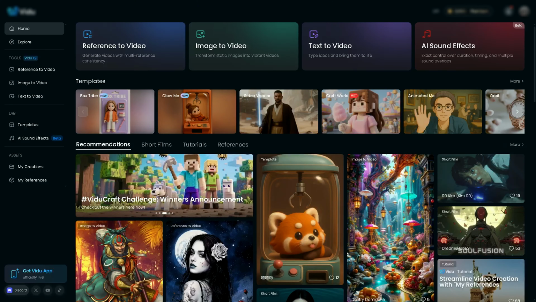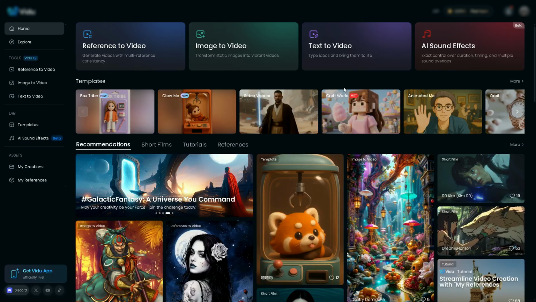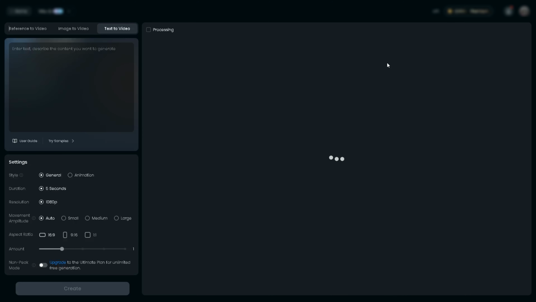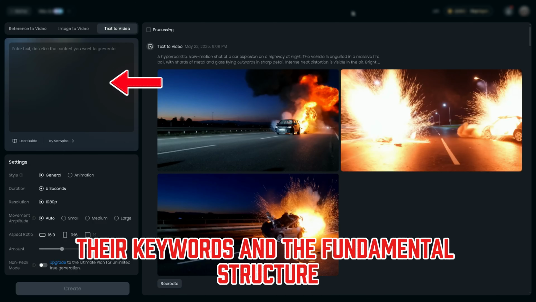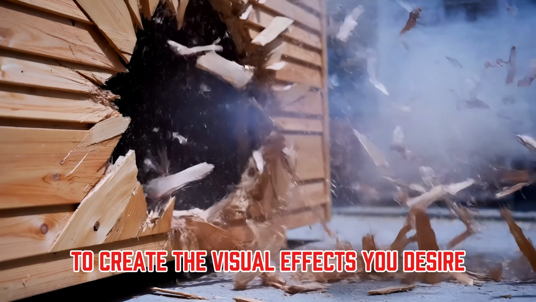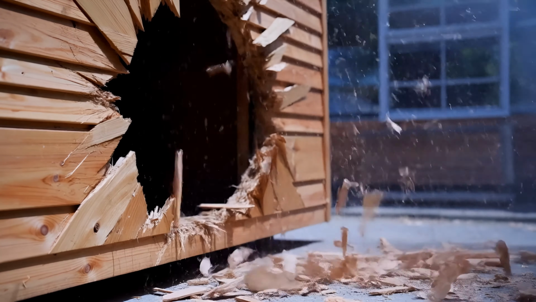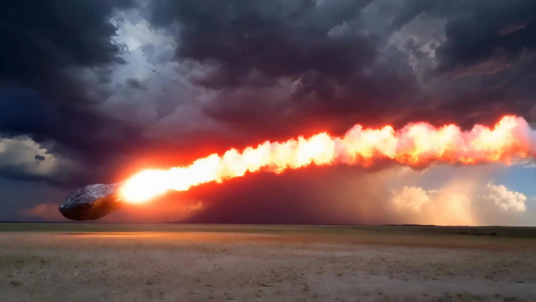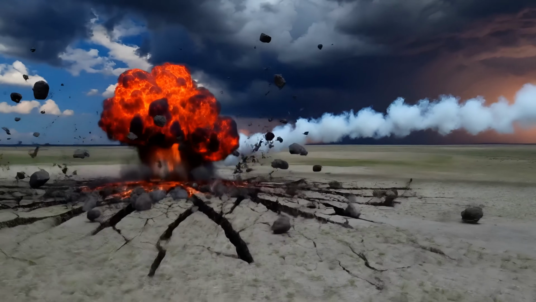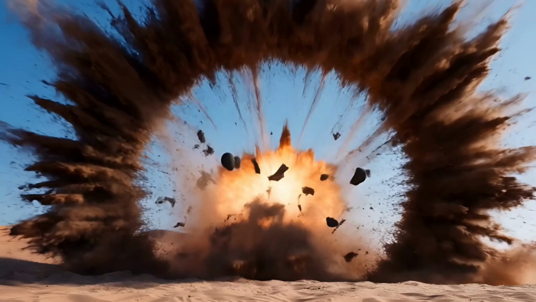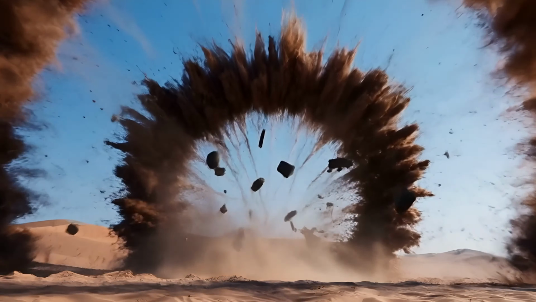Once you're inside the platform, the next step is to select Text to Video. This is where the magic begins. We'll be working on generating the composition of prompts, their keywords, and the fundamental structure to create the visual effects you desire. Understanding the structure of the prompt is essential for the correct use of generative tools. A well-crafted prompt is key to obtaining the desired results and avoiding frustration.